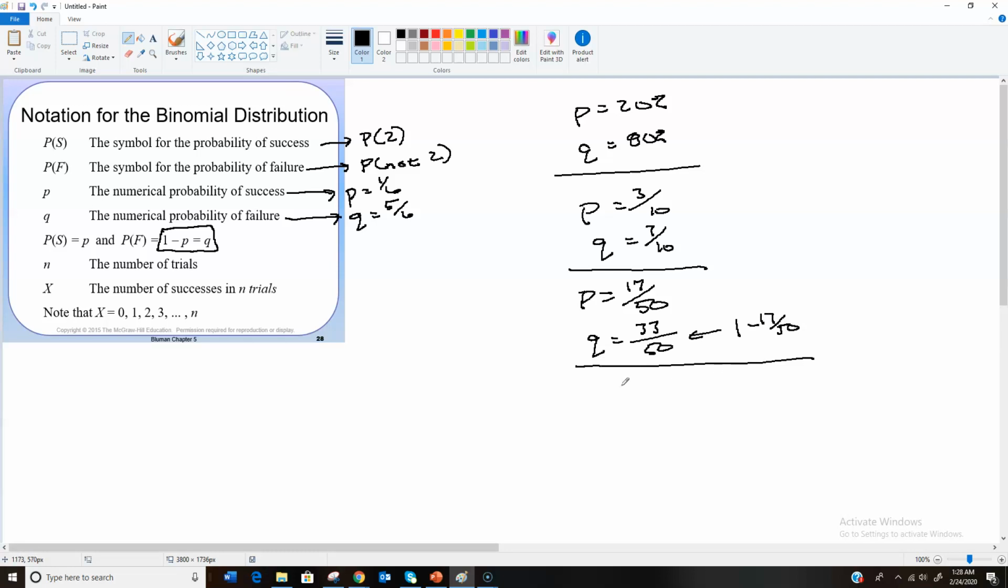A lot of times with these we have percentages or decimals, so that's kind of nice. So say p is 0.81, then q would be 0.19. And again, the two together have to total up to 1. So 81% or 0.81 and 19% or 0.19 add up to a total of 1.00.